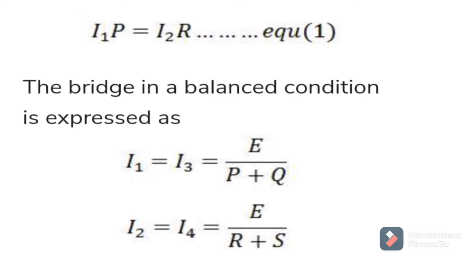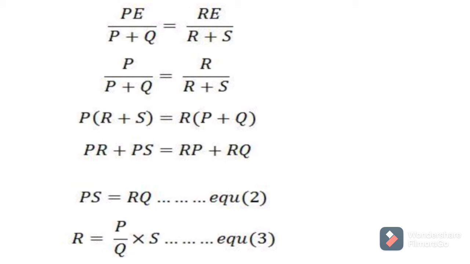The bridge balanced condition is expressed as I1 = I3 = E upon P plus Q, and the second condition is I2 = I4 = E upon R plus S. Here E is equal to the EMF of the battery. By substituting the values of I1 and I2 in equation number 1, we get PE upon P plus Q equals RE upon R plus S. Then next, P divided by P plus Q is equal to R divided by R plus S.